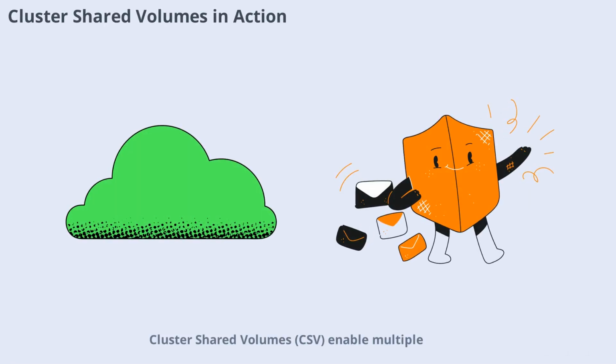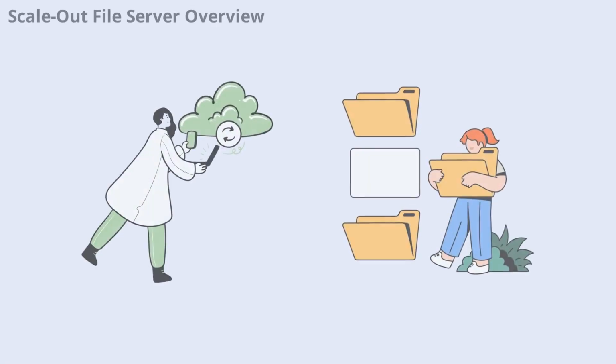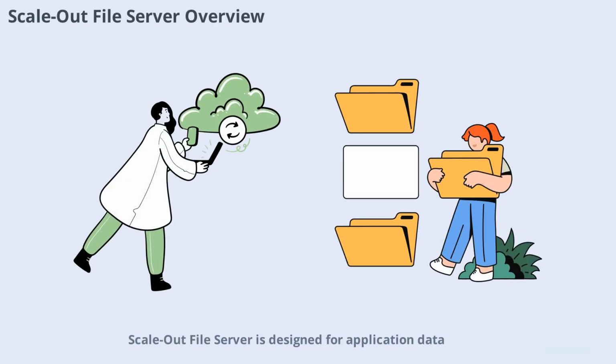Cluster shared volumes, CSV, enable multiple nodes to access the same storage simultaneously. This is crucial for workloads like Hyper-V and Scale-Out File Server. CSV volumes appear as mount points under the /ClusterStorage folder and can be renamed for clarity. CSV supports direct I/O for performance, and in case of connectivity issues, it redirects I/O through the coordinator node. CSV also supports advanced features like BitLocker encryption and deduplication, making it a versatile and secure storage solution for your cluster.